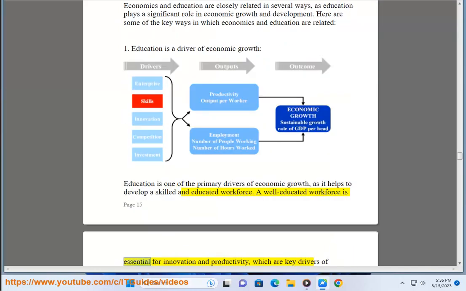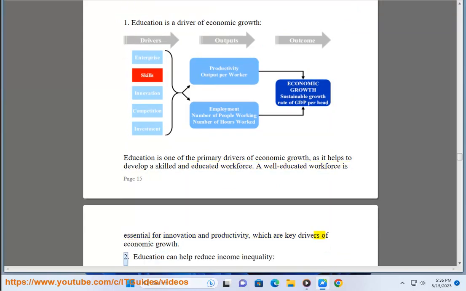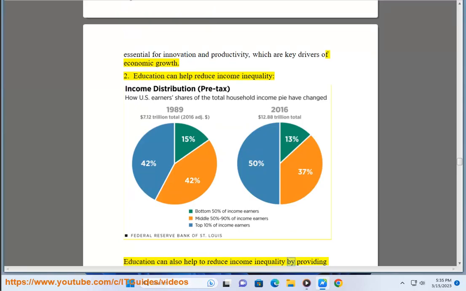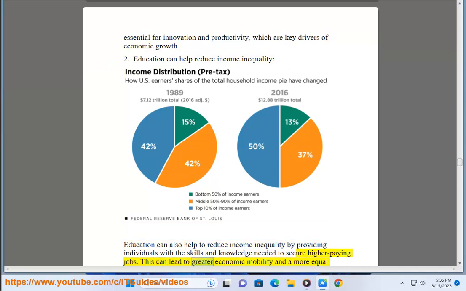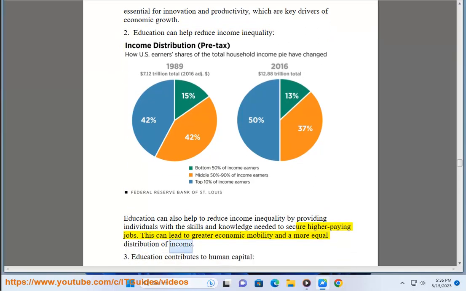A well-educated workforce is essential for innovation and productivity, which are key drivers of economic growth. 2. Education can help reduce income inequality. Education can also help to reduce income inequality by providing individuals with the skills and knowledge needed to secure higher-paying jobs. This can lead to greater economic mobility and a more equal distribution of income.